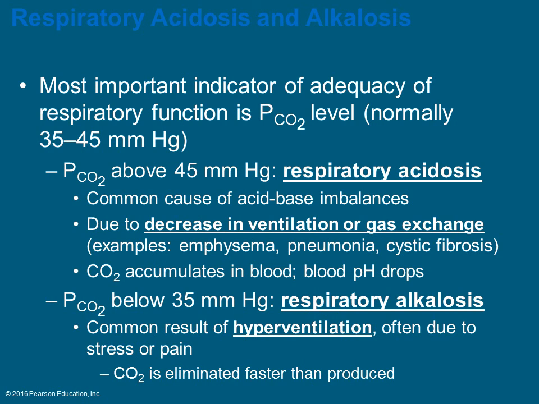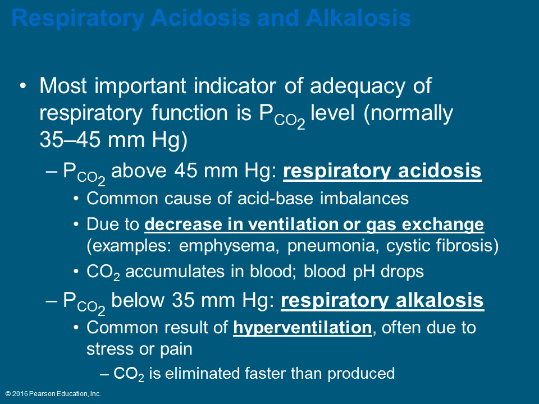If the partial pressure of the carbon dioxide is above 45 millimeters of mercury, it's respiratory acidosis. Usually it's decrease in ventilation, decrease in gas exchange. That might be due to the individual having pneumonia, maybe emphysema. We also see this with cystic fibrosis. What's going to happen is the carbon dioxide tends to accumulate in the blood and that blood pH drops.